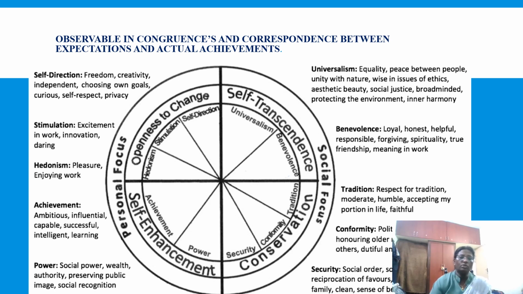Then power: social power, wealth, authority, preserving public image and social recognition. After completing the degree, society will give recognition to the children. Then when they apply their degree and their knowledge to society and reach a good position, they will receive the power of their knowledge. They will show the power of the knowledge to the society.